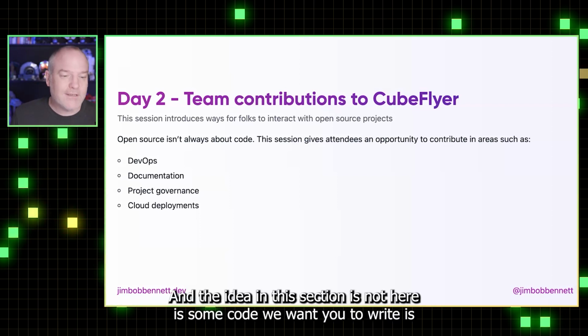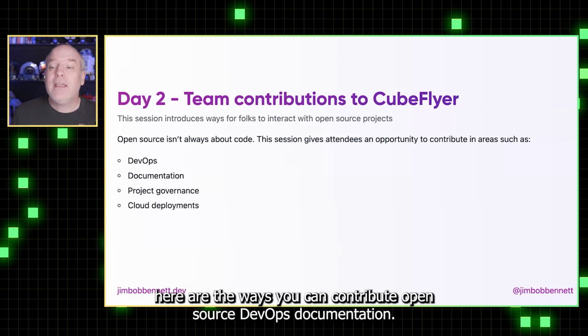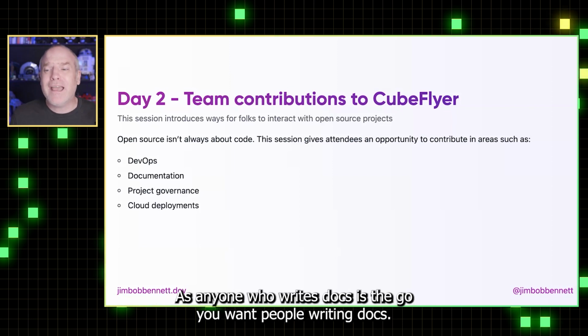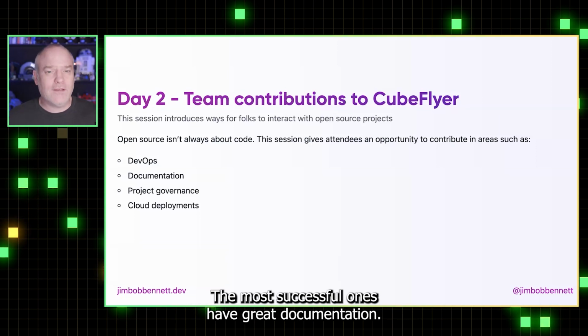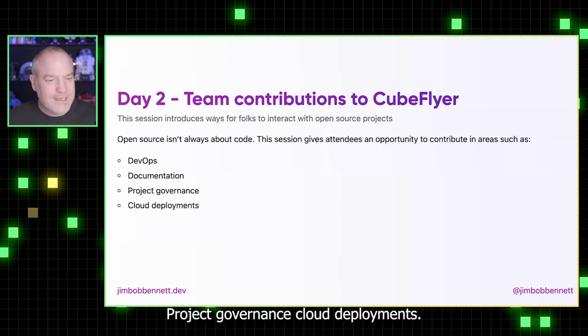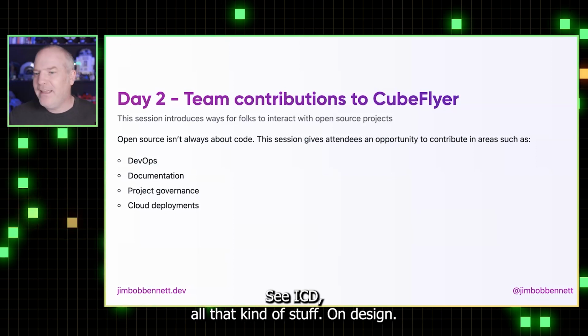And the idea in this section is not, here is some code we want you to write. It's, here are the ways you can contribute to open source. DevOps, documentation. Honestly, anyone who writes docs is the GOAT. You want people writing docs. Most open source projects fail because they don't have good documentation. The most successful ones have great documentation. Project governance, cloud deployments, CI/CD, all that kind of stuff.